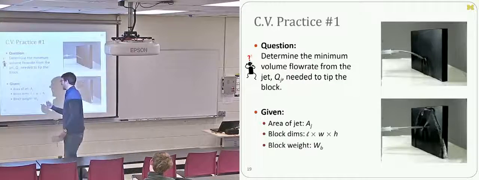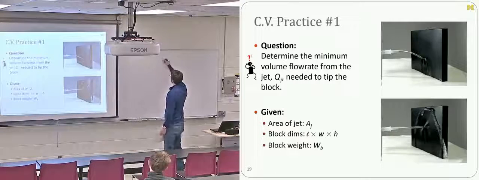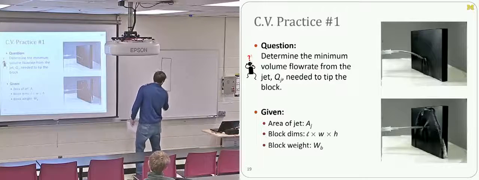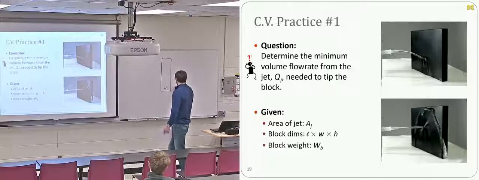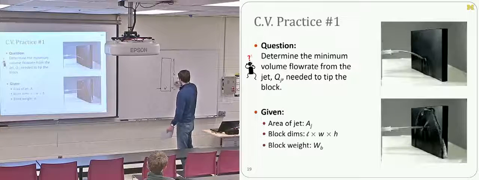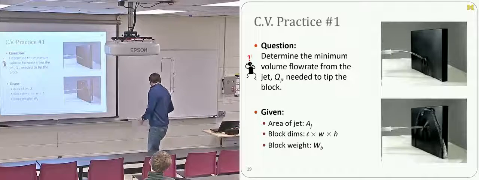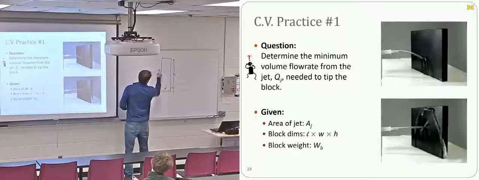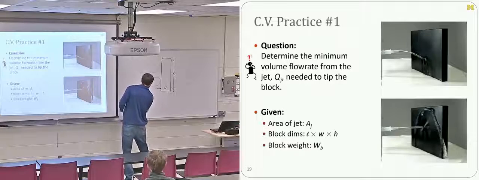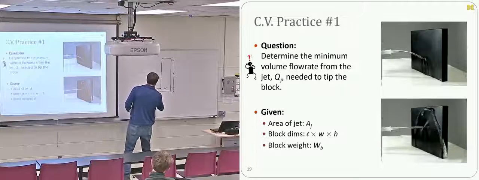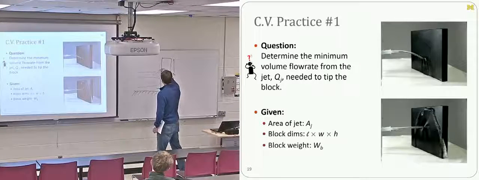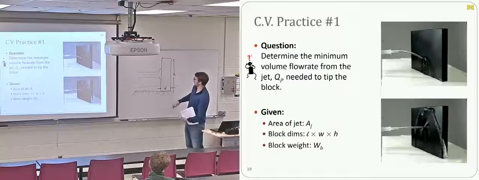So if we make an assumption about our block, let's draw this in 2 dimensions, where we've got a block of width W, height H, and then we've got a stream of water spraying in and impacting the block.